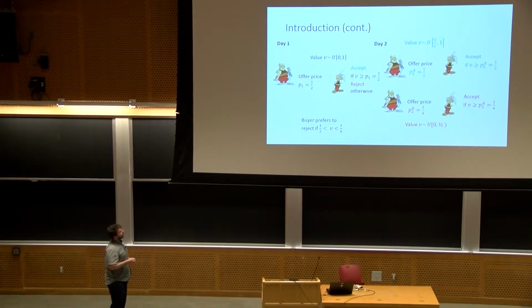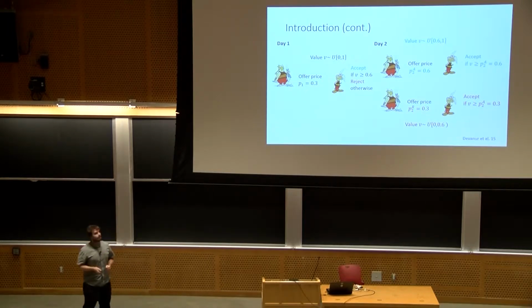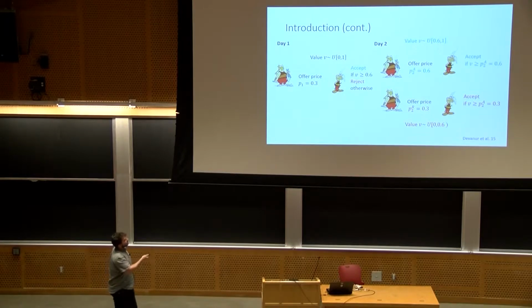Now you may wonder, how would an equilibrium look like in this setting? The answer is given by a previous paper by Emmanouil et al. It actually looks like this. The first price is equal to 0.3. The buyer is accepting only if their value is over 0.6, and this is actually important, so they're not acting like a price taker. And the last day actually behaves exactly as in the static model.